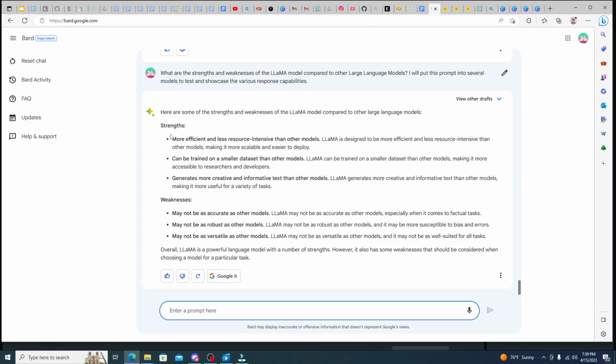Weaknesses. May not be as accurate as other models. May not be as robust as other models. May not be as versatile as other models. Overall, Llama is a powerful language tool with a number of strengths. However, it also has some weaknesses that should be considered when choosing a model for a particular task.